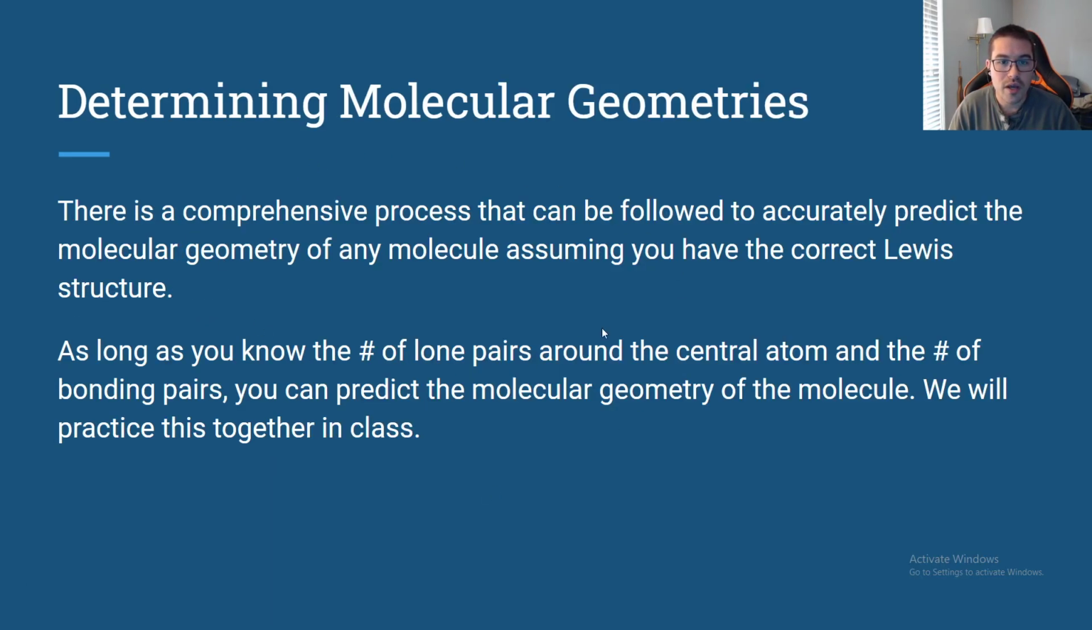We're going to be doing some practice with this in class. There is a pretty comprehensive process that you can just follow to accurately predict the molecular geometries of any molecule, assuming that you have the correct Lewis structure. So in class we're going to be spending some time making sure you can do correct Lewis structures, and then once you have the correct Lewis structures, you can basically count the number of lone pairs around the central atom as well as the number of bonding pairs, and that will enable you to predict the molecular geometry of the molecule. Some of you that had me in class last year will remember we did a simplified version of this.